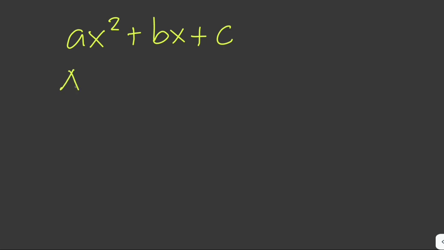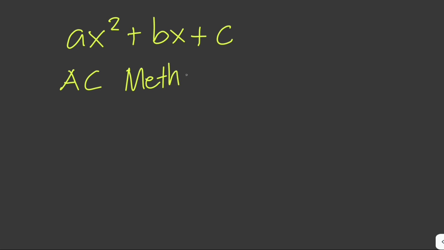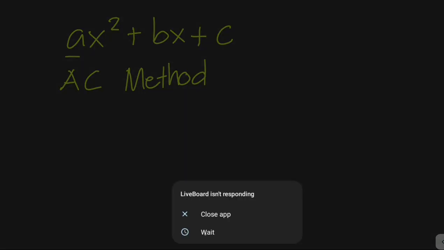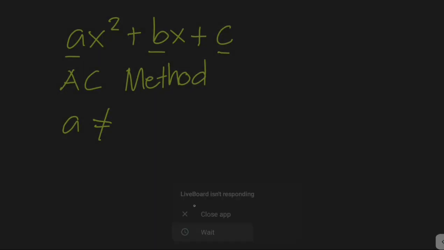So what is the AC method, and how do we do this? The first thing we do is identify the coefficients of the quadratic equation. So we have A, B, and C. We identify the values of A, B, and C. This method is usually applicable to quadratic equations when the value of A is not equal to 1.